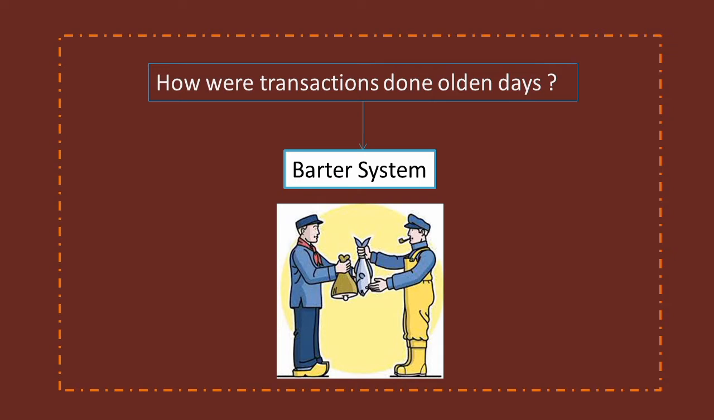So in this barter system, we exchange things with other things. In this picture we can see a man giving some fish and the other man giving some chicken pieces to the other person. So they are exchanging things for things only. There is no medium through which the exchange can be done. So the exchange is done by things only.